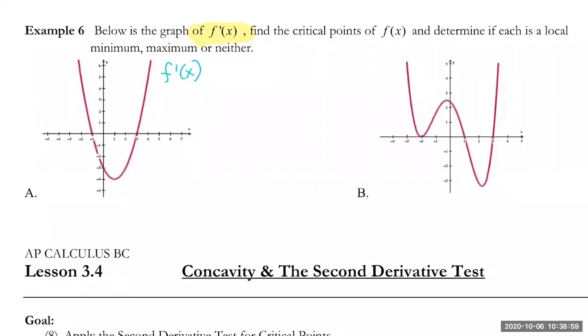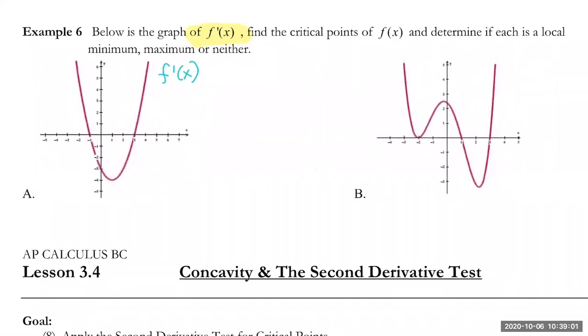So here they want you to find the critical points of f of x. Let's go ahead and label a couple of things you're going to find. Let's find the critical points first. Can you type into the private chat what your critical points are on that graph? If that's the graph of the derivative, what are your critical points?